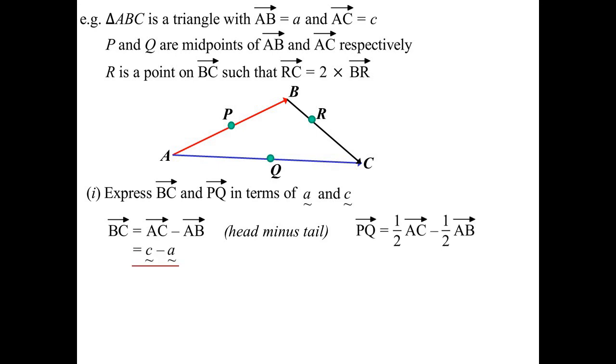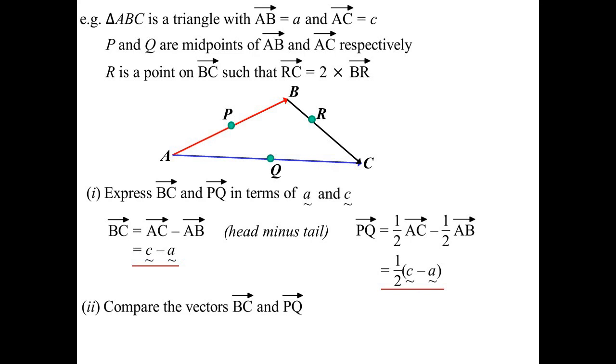Okay, PQ then. How do I get from P to Q? Well, it's a half of AC minus a half of AB. Remember we said these were the midpoints. So they're the same vector, but half the length. So that's a half of C minus A.